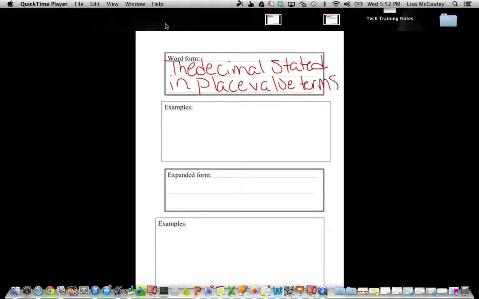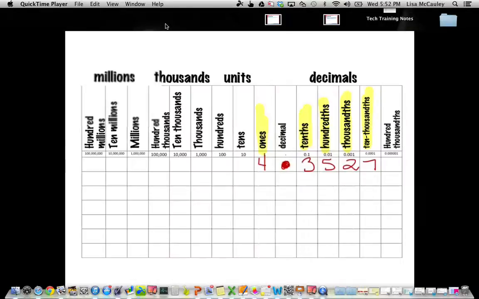Now the way that you want to do this, I'm going to pop back over to the other example, and the way you want to do this is you want to look at the last digit. So for example, on this one, our last digit is the 7, and it's in the 10,000s place. That's going to be the last word of our word form. The decimal always is stated as "and." Okay, so we always want to say "and" for the decimal.